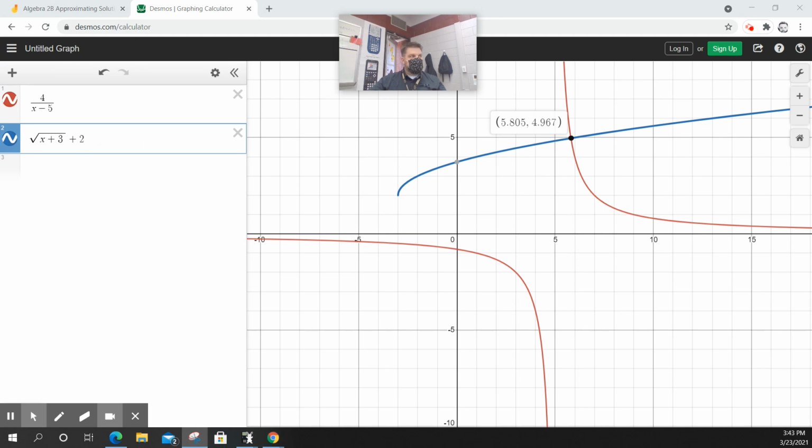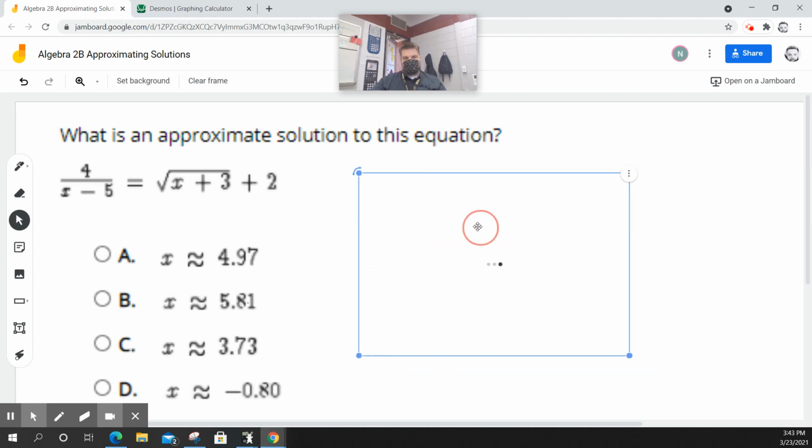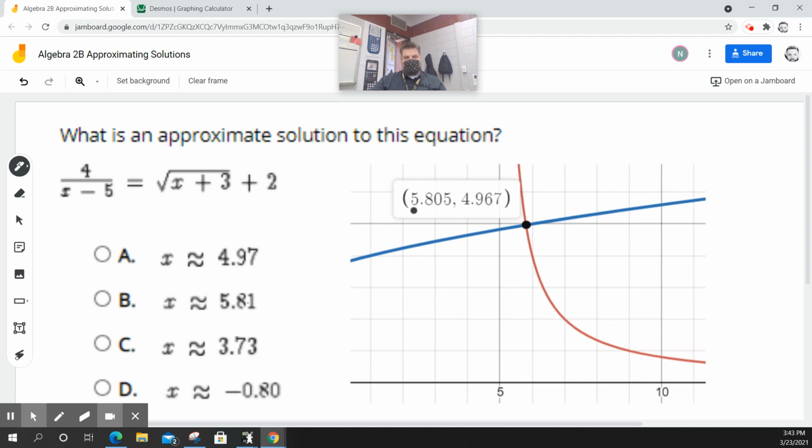So let me take a screenshot of that, and I think there's some multiple choice. So this is what we're dealing with. So what we're looking at is the x value when those two are the same y values. So B, I think. That's it.